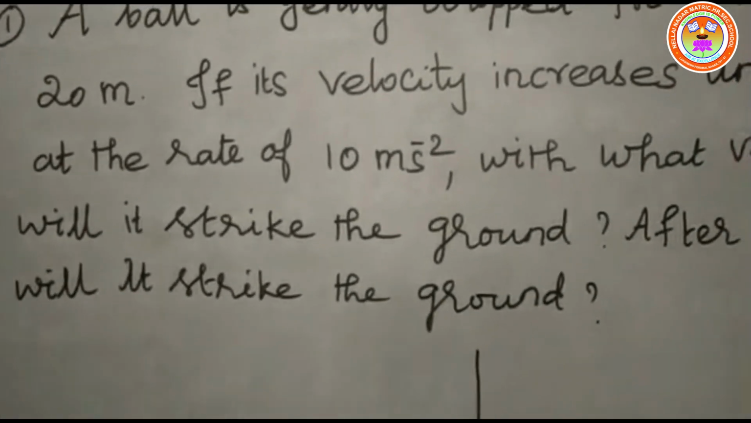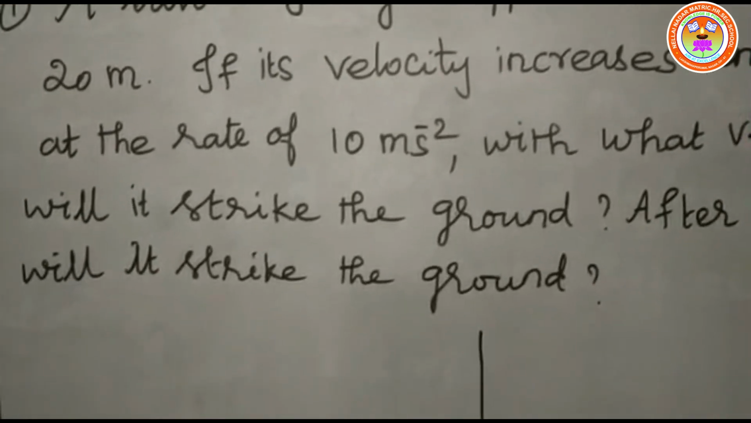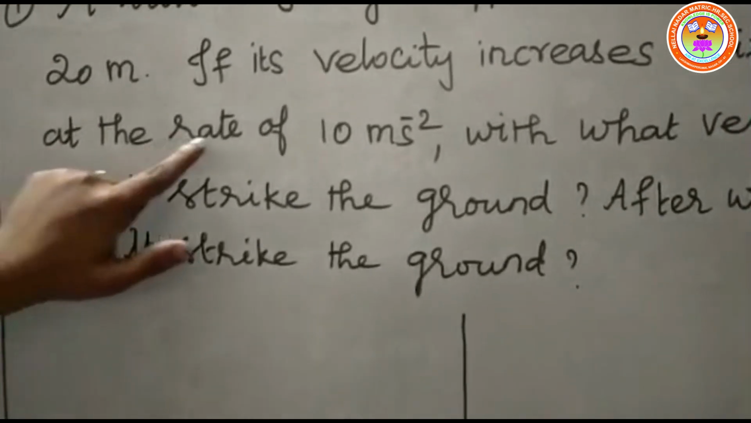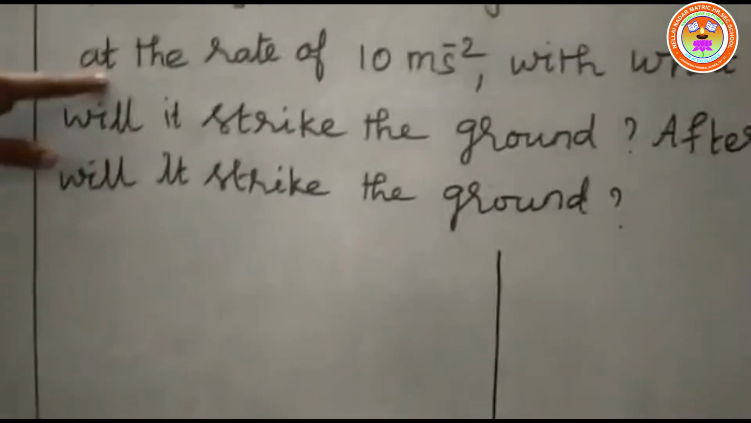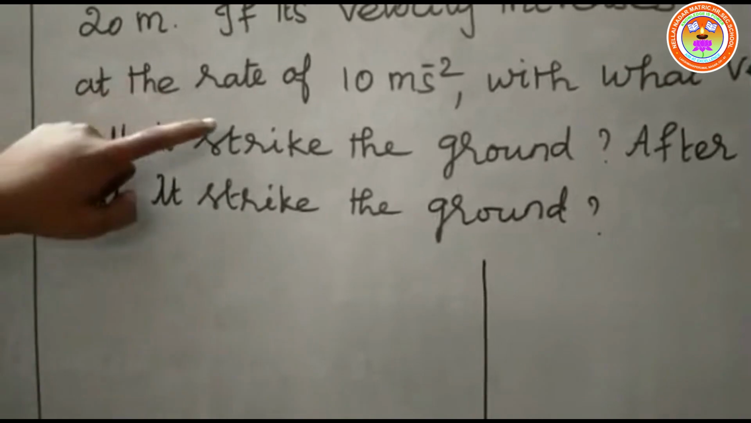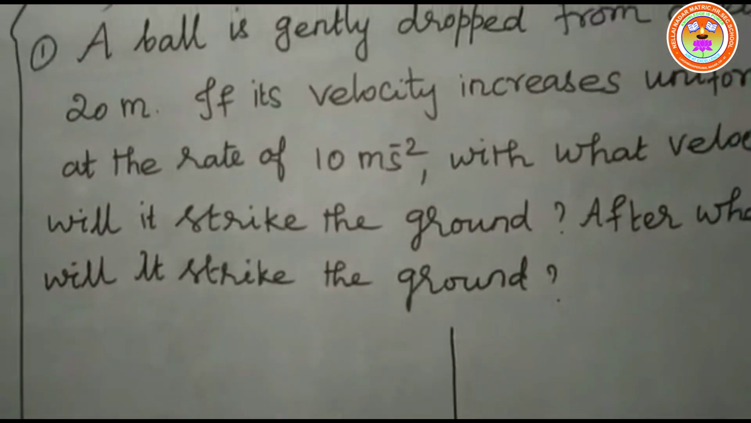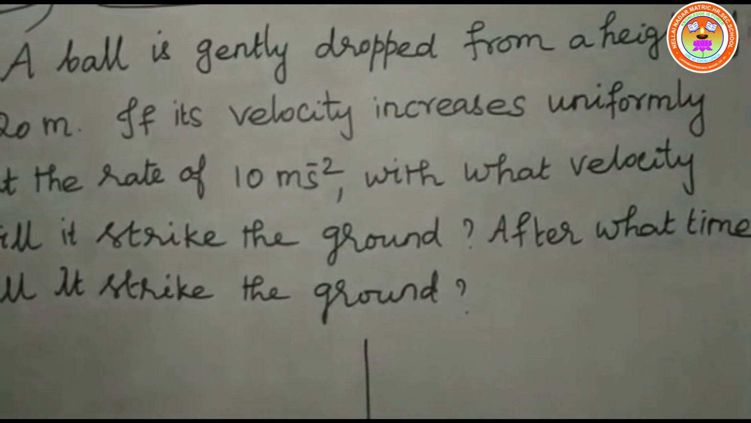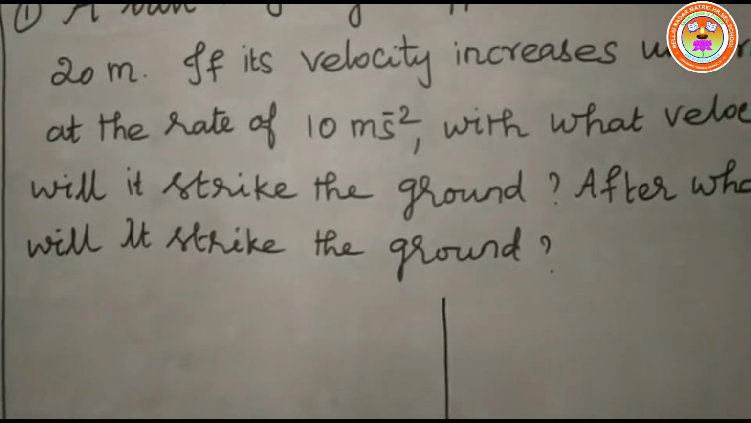isn't it? When the object comes in the downward direction, the velocity increases. Here the rate of 10 meter second power minus 2 is given. What is the rate of velocity? It is nothing but acceleration, isn't it? So the ball moves with a particular acceleration and afterwards it strikes the ground. So which velocity does the object reach? We don't know that, isn't it?